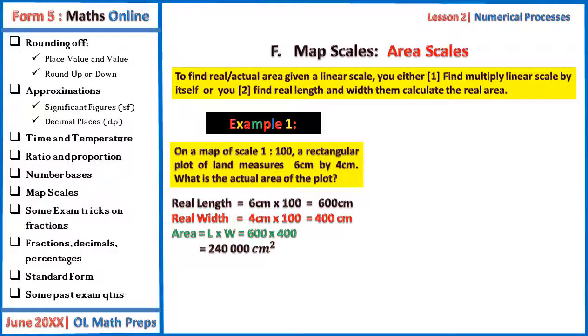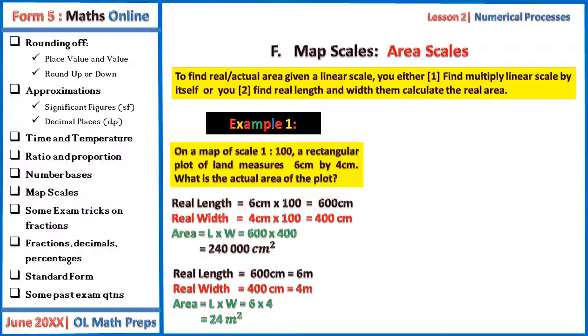What I have to note here is the scale that has been given is a linear scale. I can answer this question in two ways. I will find the real length. The real length will be 6 centimeters times 100. So I have the real length, which is 600 centimeters, and the real width, 4 centimeters times 100. The 100 is from the scale. That gives us 400 centimeters. Now the real area will be length times width, which is 600 times 400. That gives us 240,000 centimeters squared.